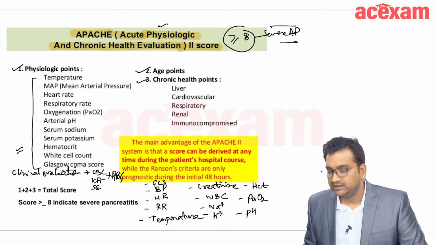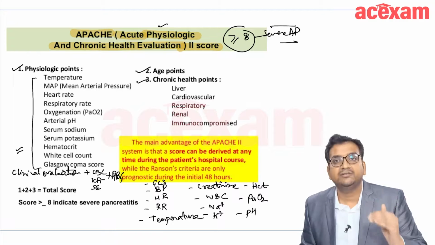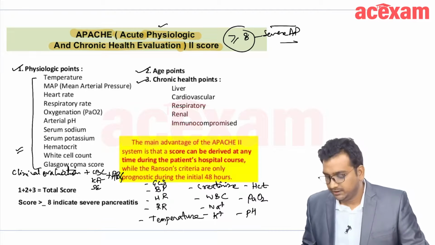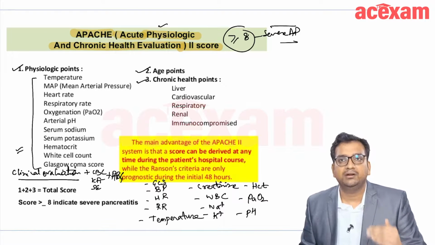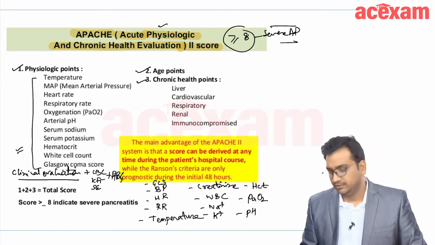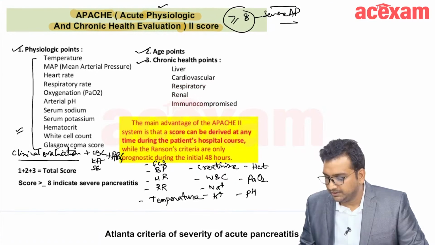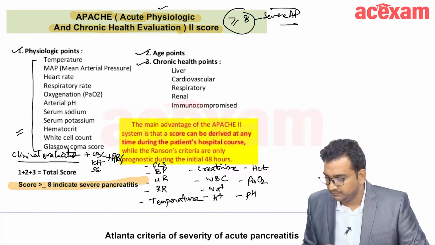In ABG we see pH and PaO2. In blood investigation we see hematocrit, WBC, creatinine, sodium, and potassium. And in clinical evaluation we check the GCS, BP, heart rate, respiratory rate, and temperature. On the basis of all of these we calculate a score, and if the score is more than 8, this indicates severe pancreatitis.